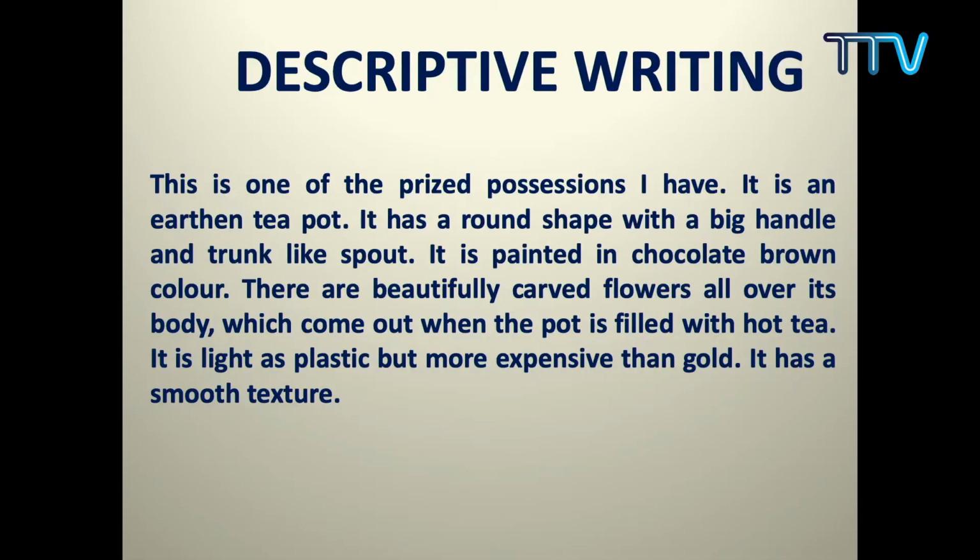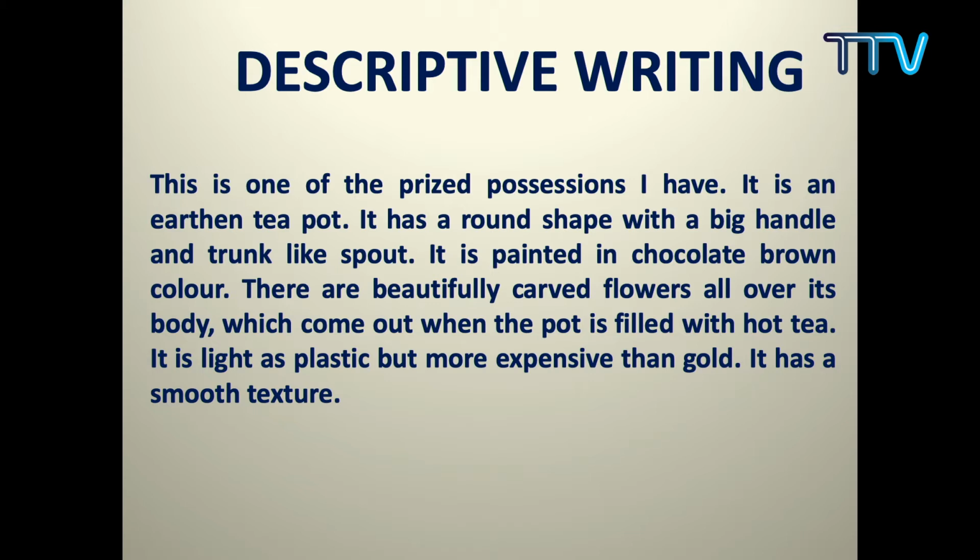Here's another one, the third one. This is one of the most prized possessions that I have. It is an earthen pot. It has a round shape with a big handle and a trunk-like spout. It is painted in chocolate brown color. There are beautifully curved flowers all over its body, which come out when the pot is filled with hot water. It is light as plastic, but more expensive than gold. It has a smooth texture.